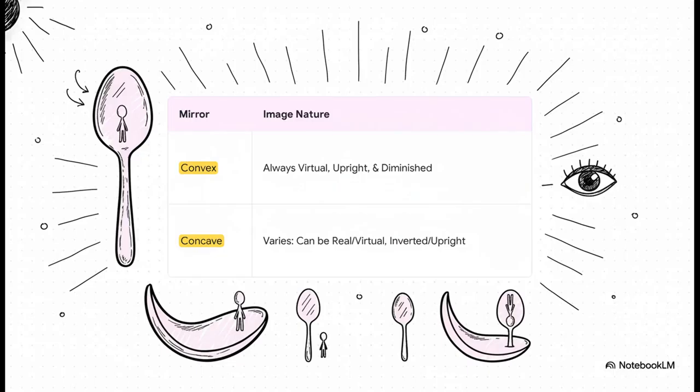So, after all that, what's the bottom line? Well, for a convex mirror, the back of the spoon, the result is always the same. No surprises. The image will always be upright, smaller, and virtual. But for a concave mirror, the inside of the spoon, now that's a different story. It's a total wild card. The image can be real, virtual, upside down, right side up, bigger or smaller. It all depends on how close you are to it.